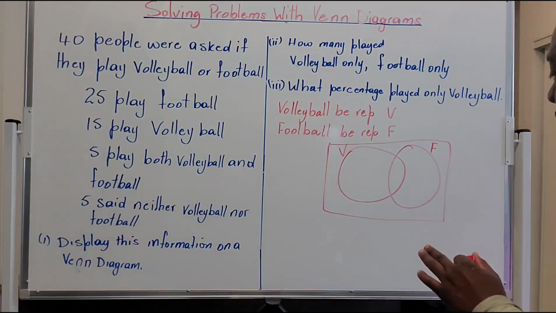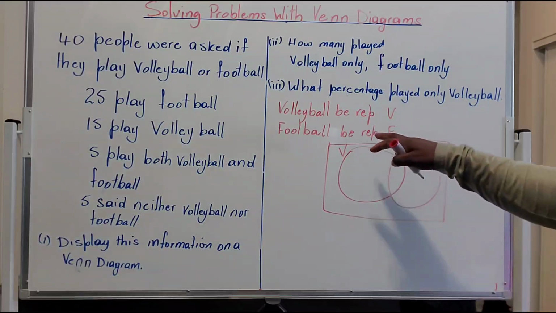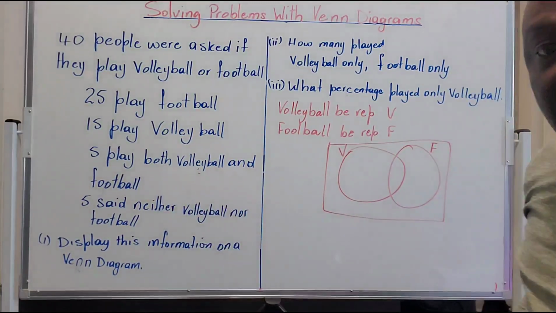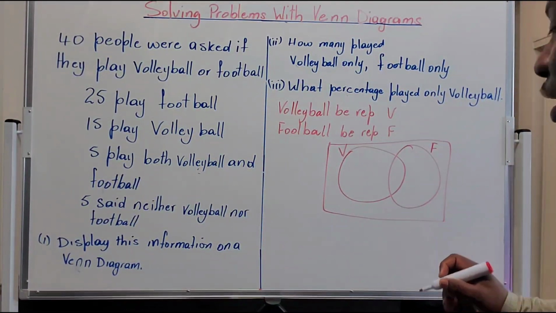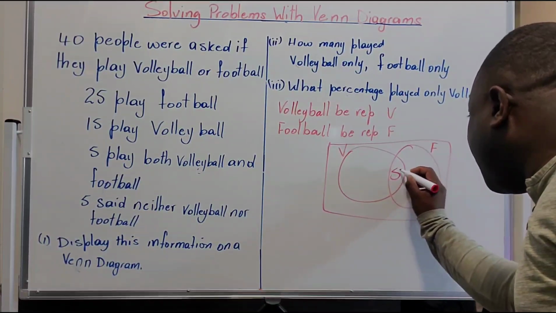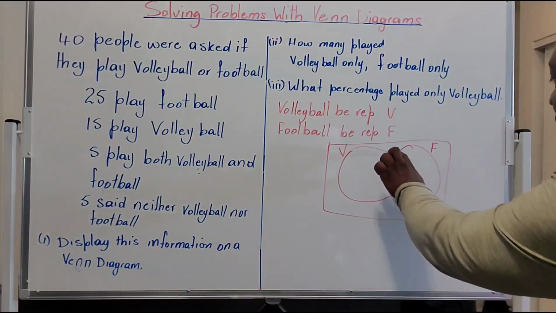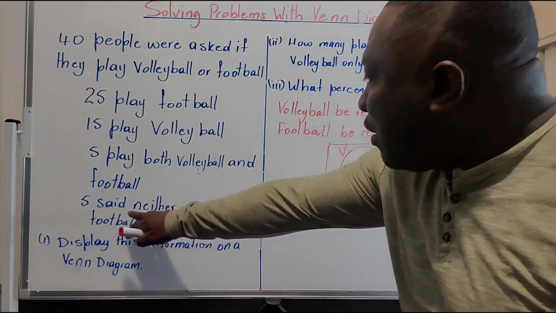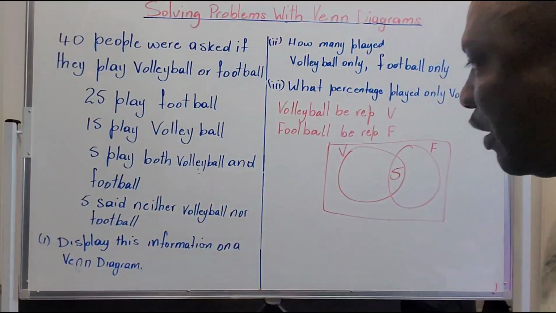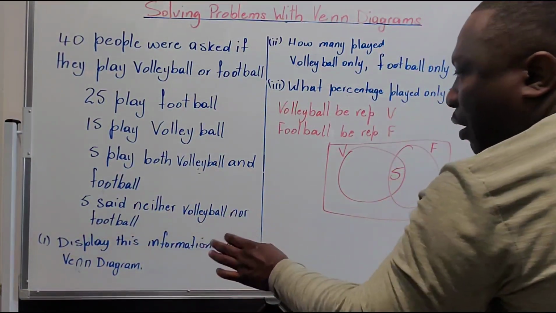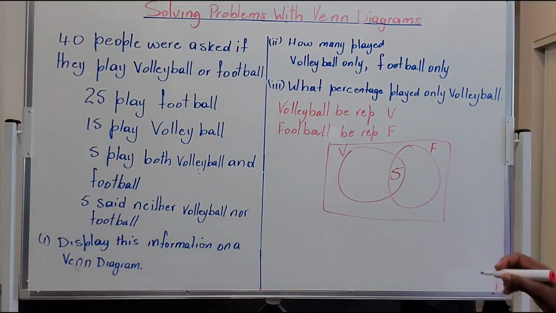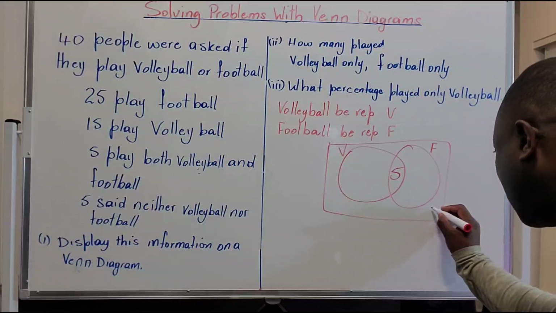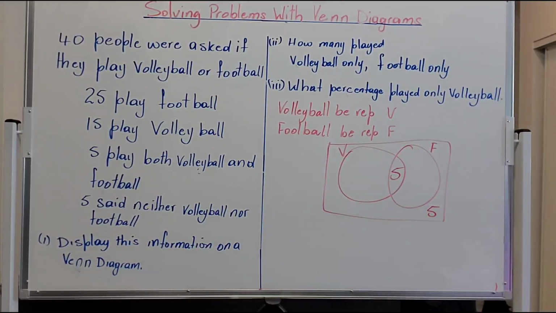Now, as it indicated here, 5 played volleyball and football. So it therefore means these 5 will be going in the intersection where volleyball overlaps football. It also stated that 5 of those interviewed are not playing football and they are not playing volleyball. Therefore, those 5 are still a part of the universal set, which we will put on the outside.